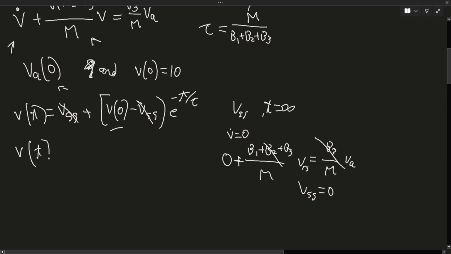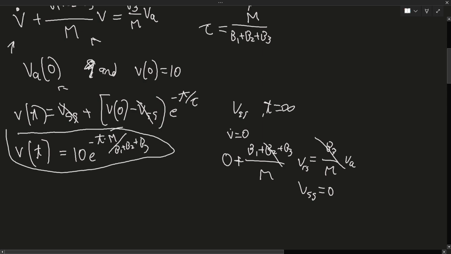V of t equals 10 times e to the power of negative t, and this is going to be huge, times m divided by b1 plus b2 plus b3. That's the answer. There you go.